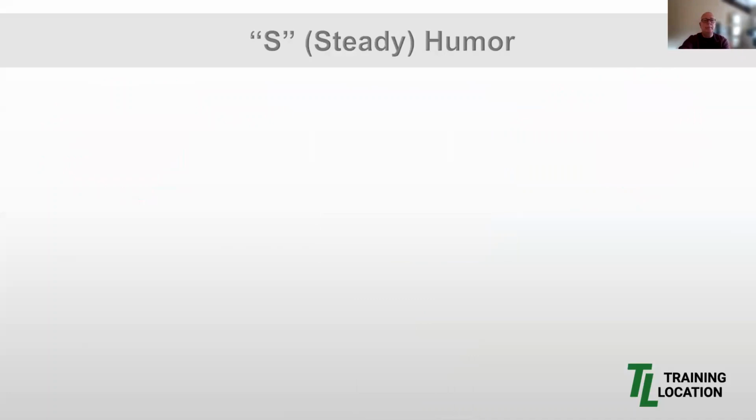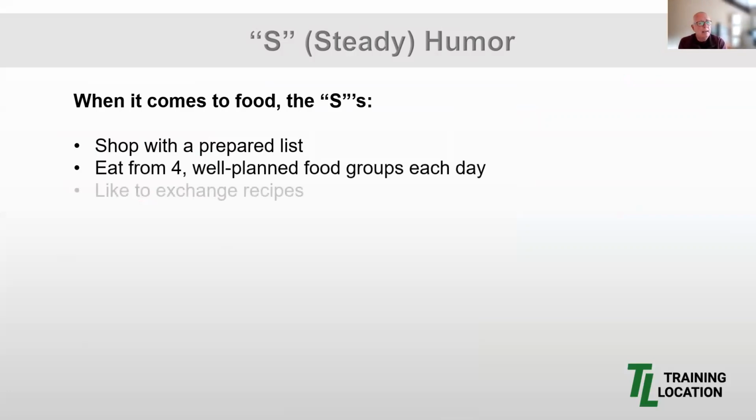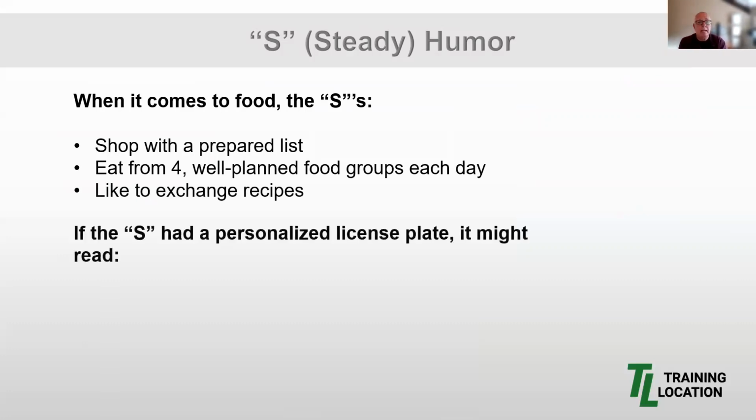Now, those who have seen me before, you sense from my other blogs and vlogs that I enjoy taking a fun look at ourselves through the lens of DISC. So when it comes to food, the S shops with a prepared list, eats from four well-planned food groups each day, and likes to exchange recipes. Further, if the S had a personalized license plate, it might read, love to plan, or live to plan, I guess, together, team player.